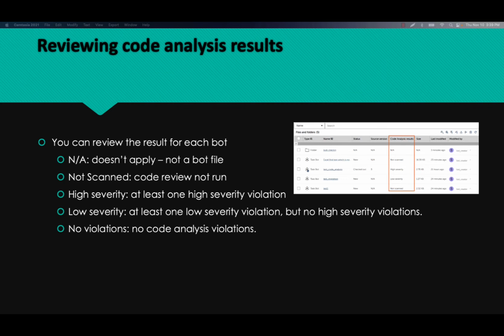It means that this has at least one issue that belongs to high severity, and there will be multiple issues with that, maybe some low severity, some other issues, but at least one high severity. Then the next one says low severity. It means that this bot has at least one low severity violation, but there's no high severity violation. And the last is no violation, so you did the analysis on that and there's no violation found.